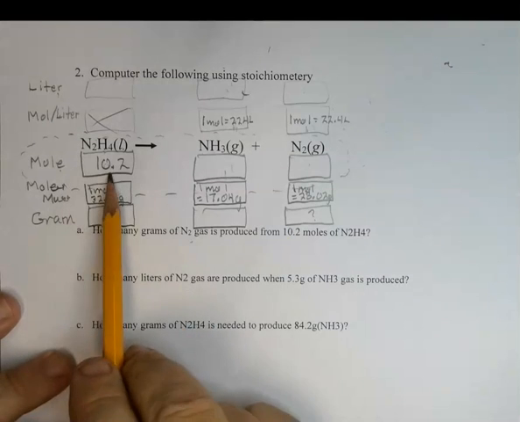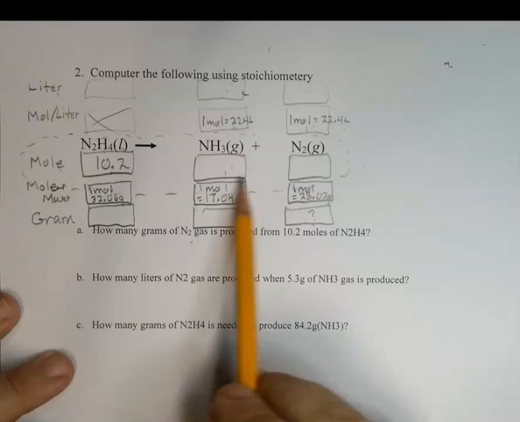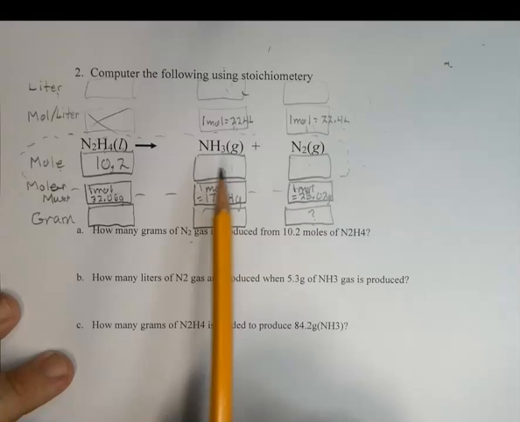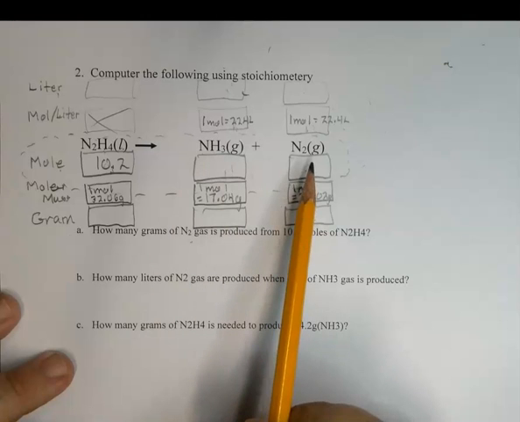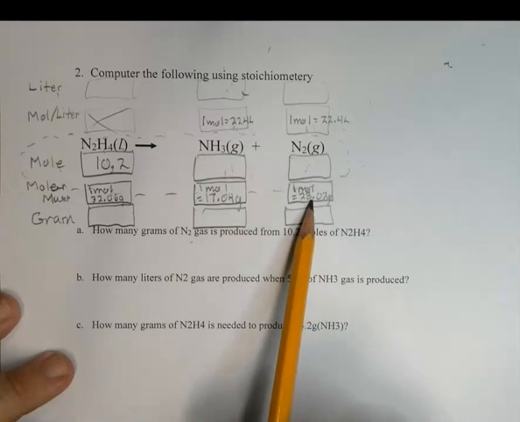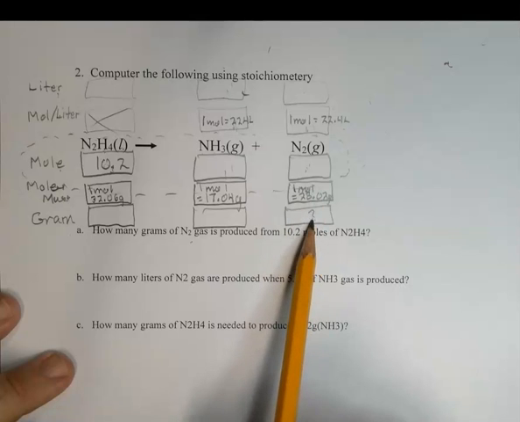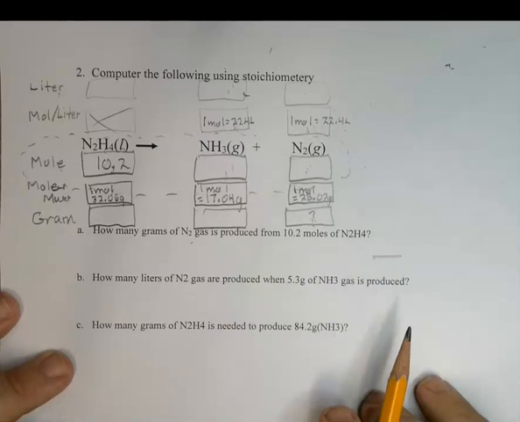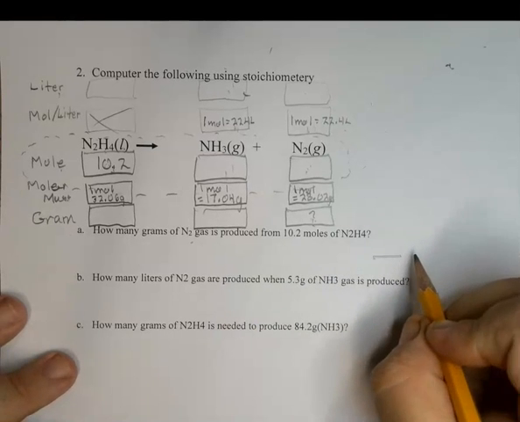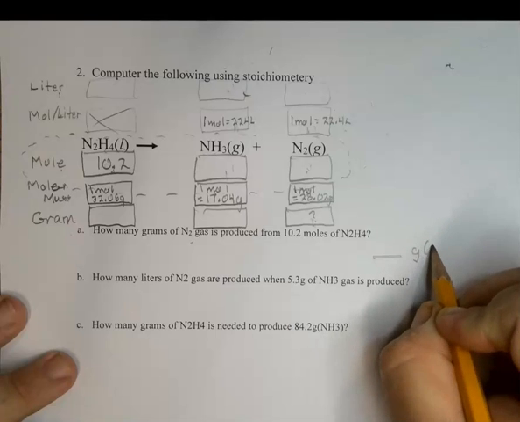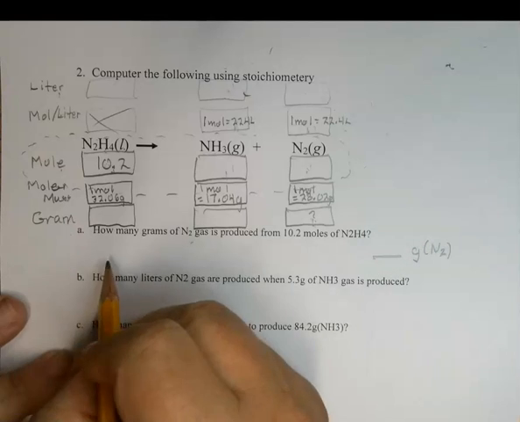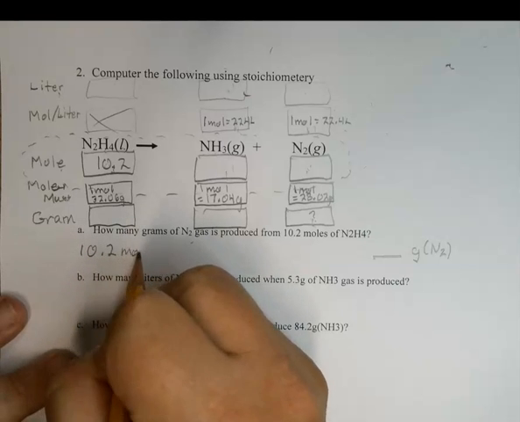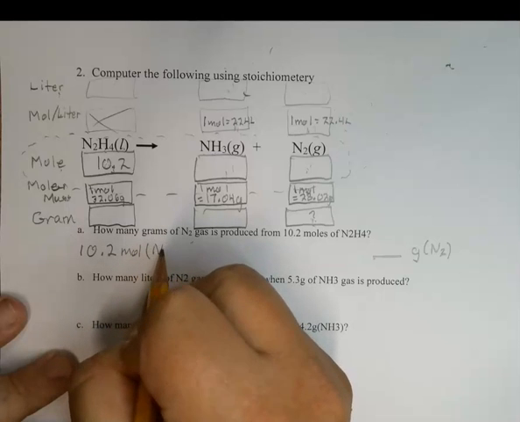So how do I get from my known to my unknown? You can only go sideways inside the dashed line, inside the chemical equation. So I go from moles of this to moles of nitrogen gas, and then from moles of nitrogen gas using the molar mass conversion, it gives me my grams of nitrogen gas, which is what I'm looking for. So way over here on the right, I'm going to write grams of N2. And way over here on the left, I'm going to write 10.2 moles of N2H4.